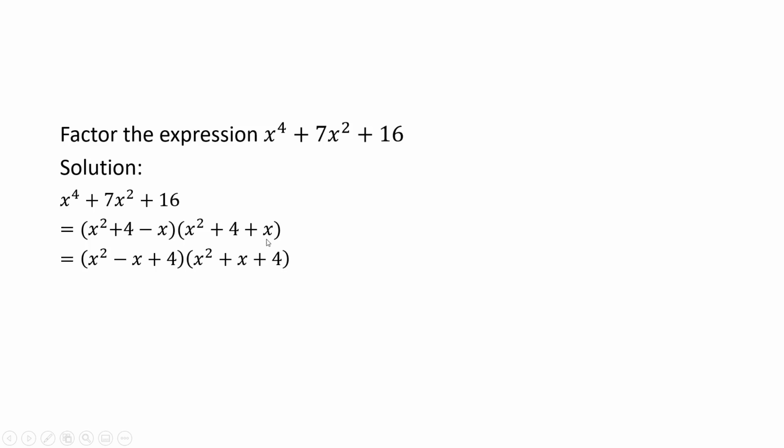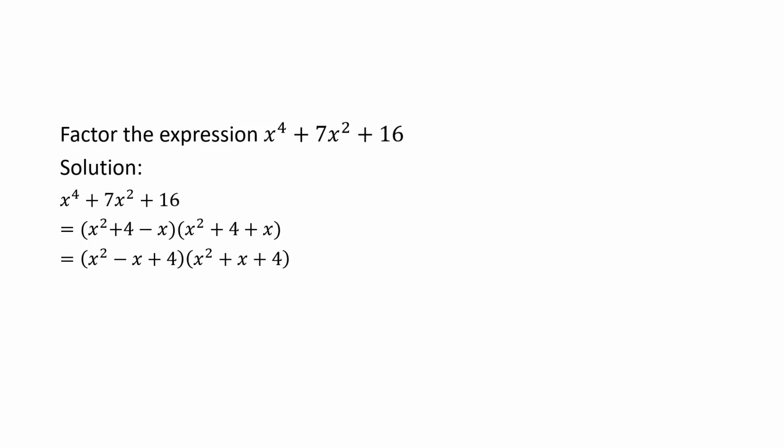Okay, and now, of course, we like to rearrange our trinomials. Each of those two factors is a trinomial, but we like to put them in the proper order. We get x squared minus x plus 4 times x squared plus x plus 4. And of course, it's not a bad idea to look at that and see if you can factor either of those. In this case, you can't.